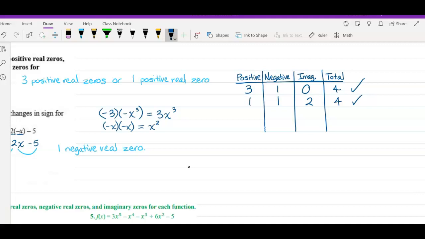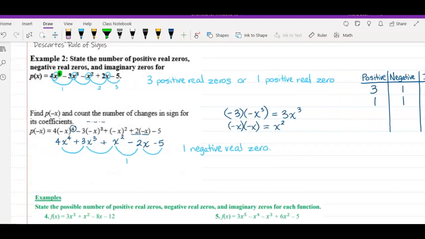So these are my only combinations because I would always have 1 negative real, and then positive could be 3 or 1, and depending on how many positives there are dictates how many imaginaries there would be left. So we would say that this polynomial could have 3 positive, 1 negative, or 1 positive, 1 negative, and 2 imaginary. Think about what that second situation would look like. It might cross in the negative and in the positive, something like that, and then some imaginary.